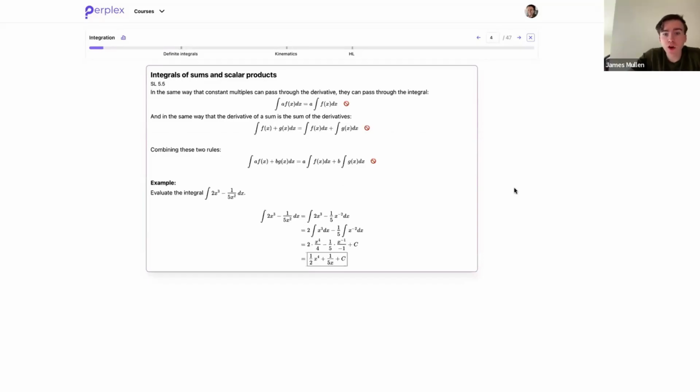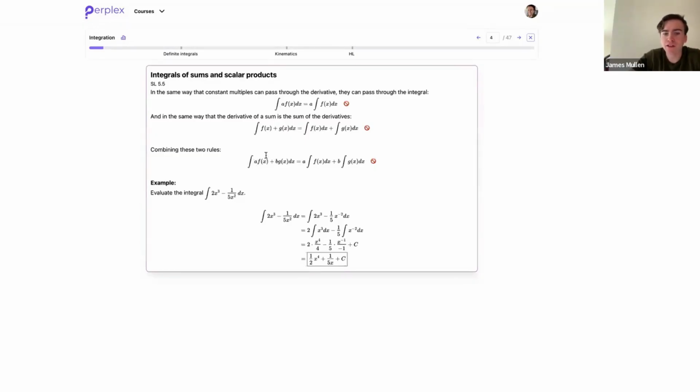Now, you also need to know how to integrate sums of functions or scalar multiples of functions. So if I have some constant times a function and I'm integrating that, the constant comes right through the integral, and I have the constant times the integral. Something similar for sums: if I have the integral of f plus g, that's the integral of f plus the integral of g.